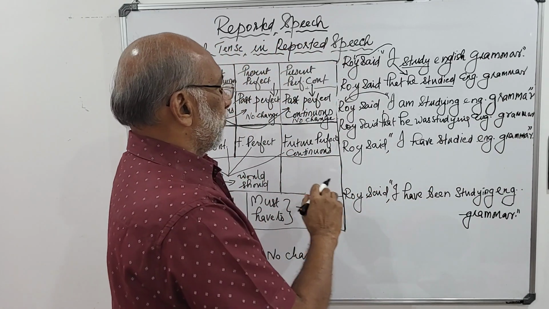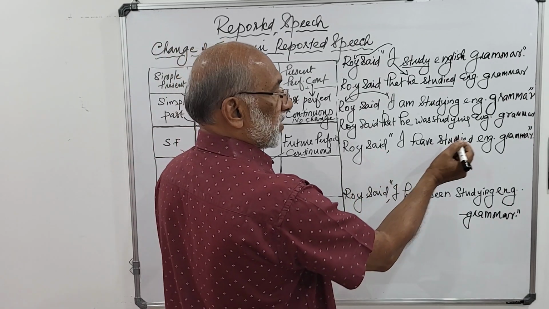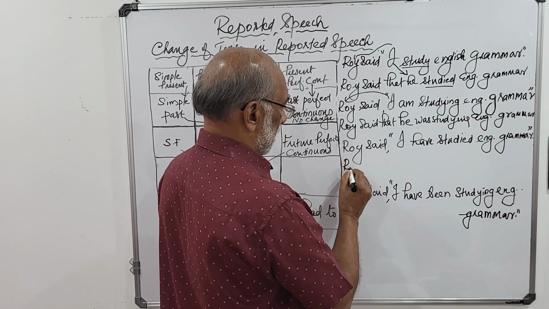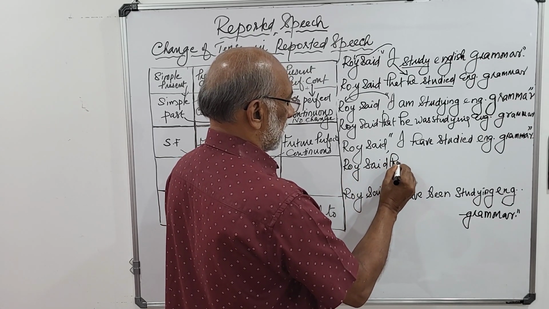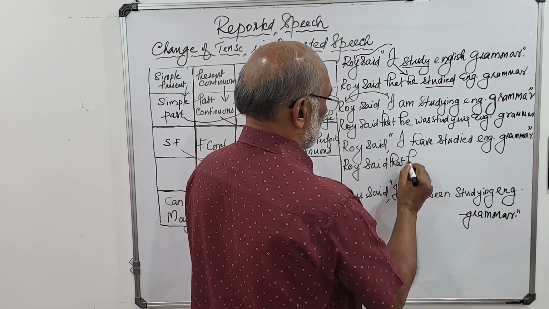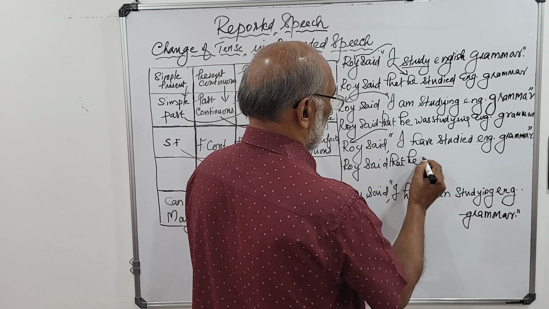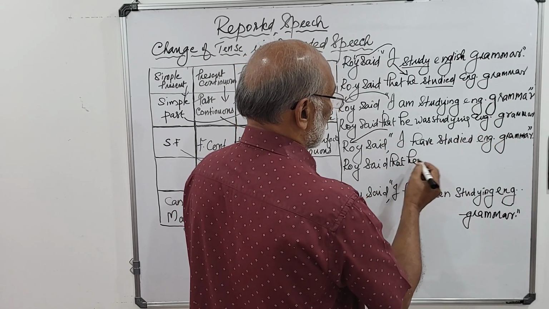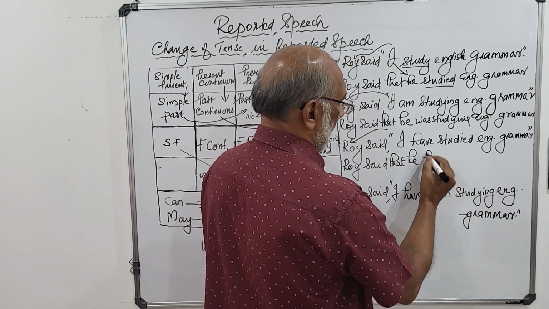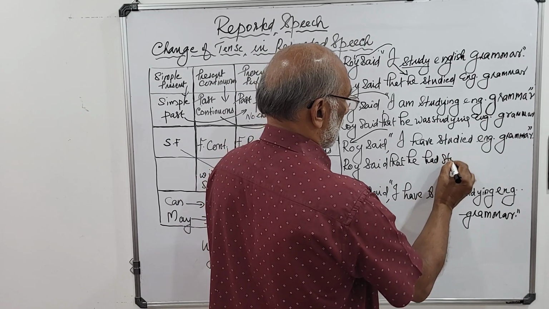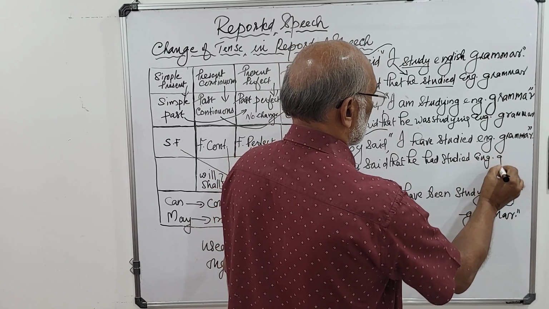Okay. Then next one is present perfect. Roy said, I have studied English grammar. Let's see. Roy said that I again becomes he, because the I refers back to Roy, that he have studied, present perfect becomes past perfect. So have and has become had. Okay. He had studied English grammar.